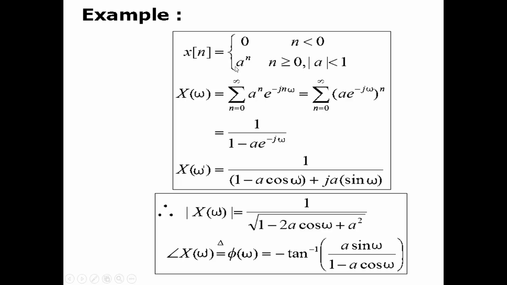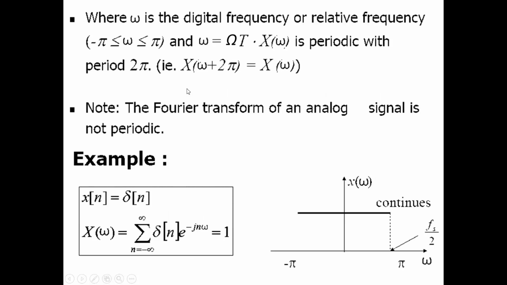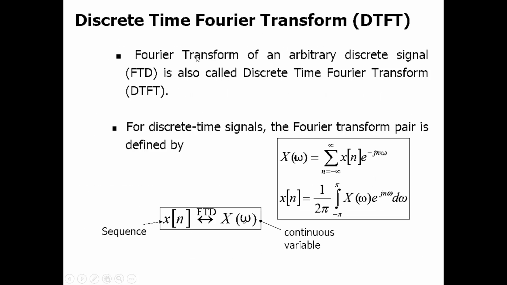Now let's take another example. If the discrete sequence is given by 0 for n less than 0 and a to the power n for n greater than or equal to 0, where mod a is less than 1, then we apply the formula. We know how to get the Fourier transform.